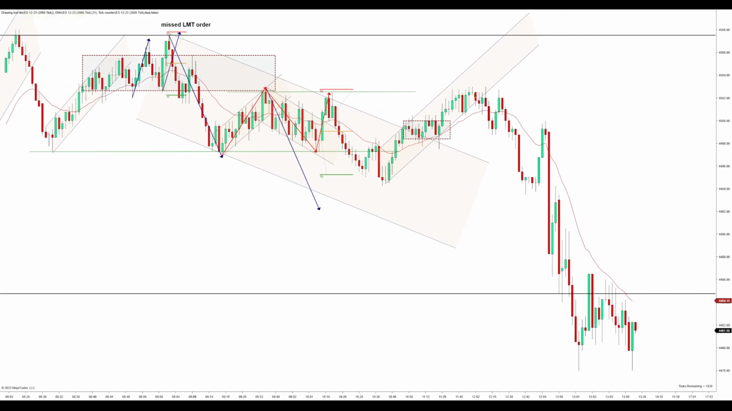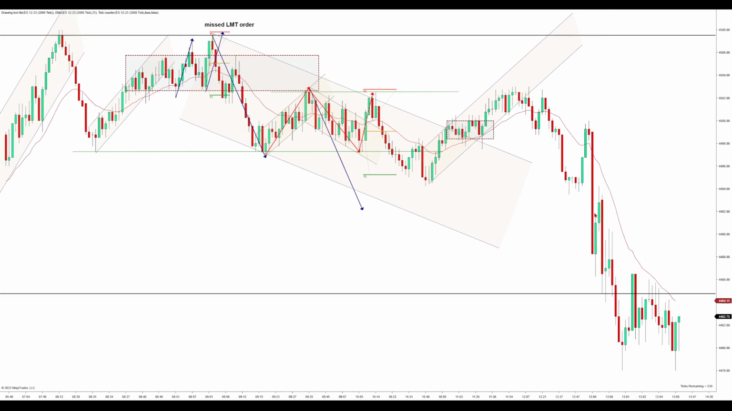It was kind of just choppy here, and then we didn't get any clear lower highs, not with any good signal bars here. I guess this is a good signal bar, but that's a little bit insane. So that's going to do it for the day.